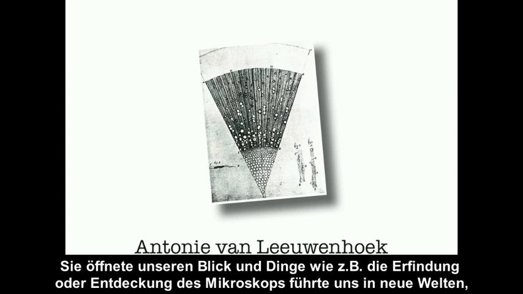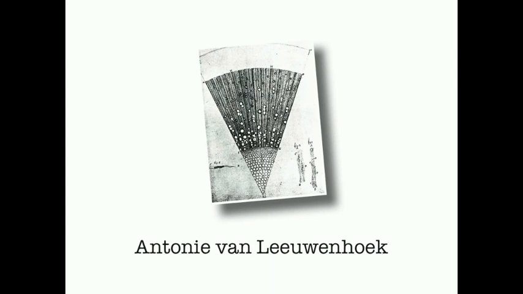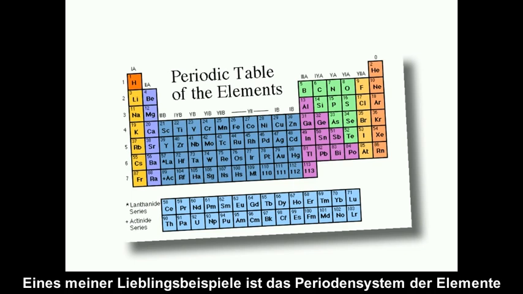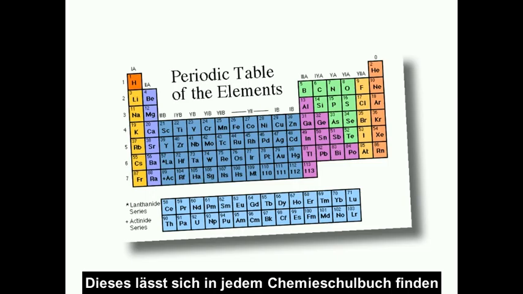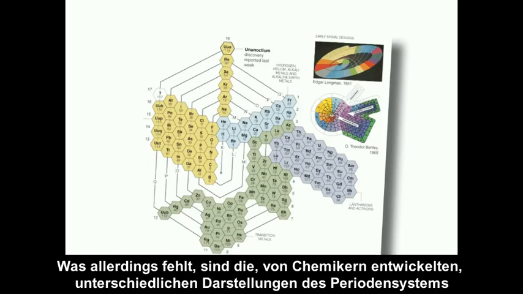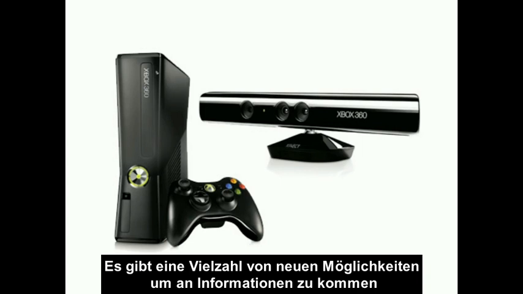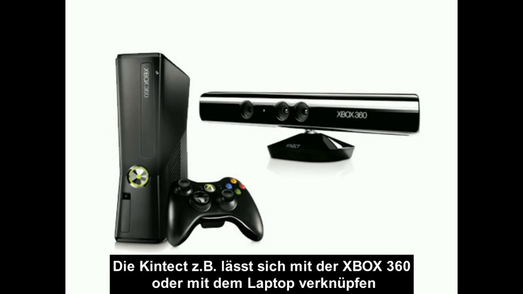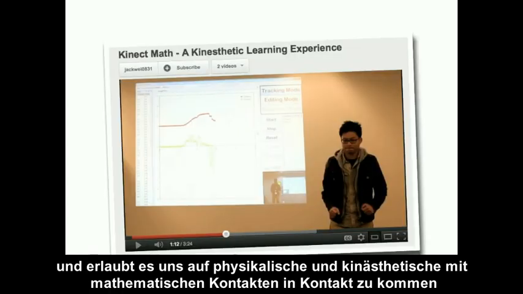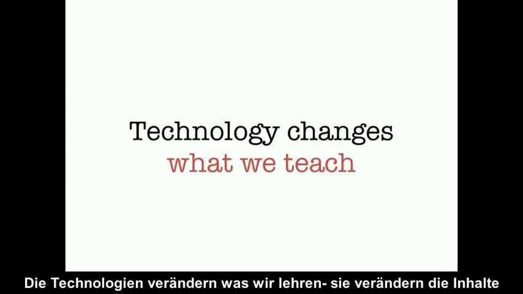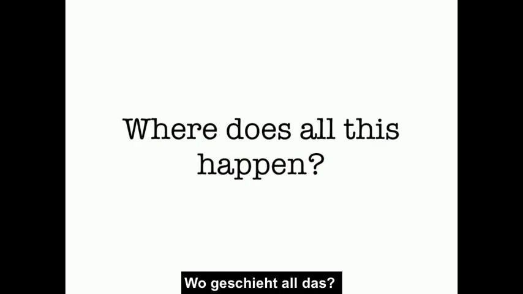So, for instance, the invention or discovery of the microscope led to a completely new world that we knew nothing about. And one of my favorite examples is the periodic table of elements. This is something that you see in every chemistry textbook. But what is often lacking is these multiple representations of the periodic table that chemists and others have created, which now, with access to technologies, students can actually engage and interact with. New ways of engaging and interacting with information, for instance, the Kinect, which you can use with your Xbox 360 or your laptop, bring about new ways of engaging with mathematical ideas in physical and kinesthetic ways. So technology changes what we teach. Technology changes content.